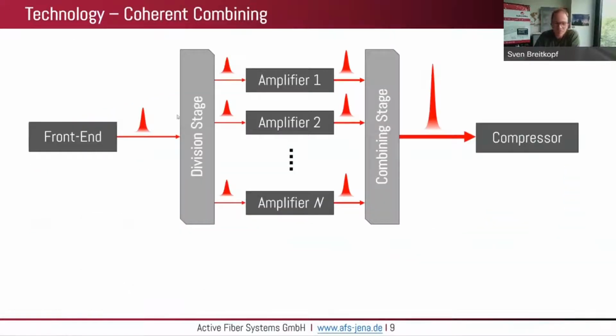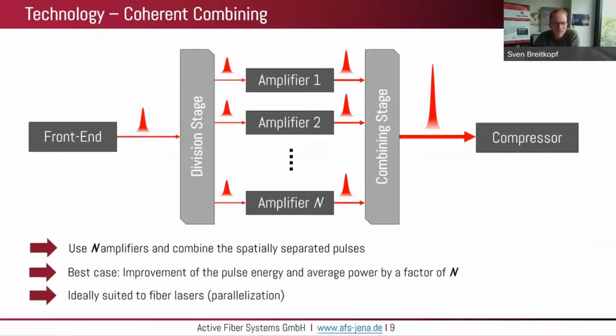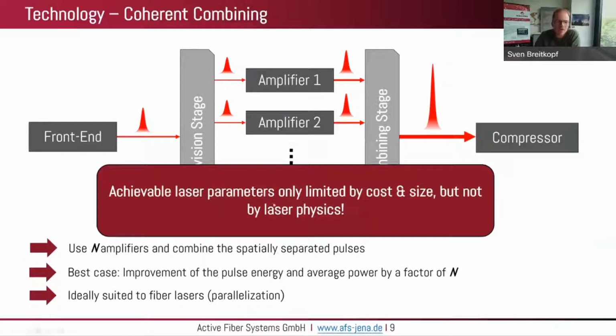And yes, the second one, the parallelization, is done by coherent combining. So what this means, instead of using one amplifier, you use many amplifiers, and simply before the last amplification step, you split the pulse into several replicas, you amplify it, and you recombine it. It's like in the processor CPU industry, basically. You use many CPUs instead of one. Yes, and this way you can ideally achieve laser parameters which are not limited by physics anymore, really, but only by how much money you have and how much footprint you can allow for.